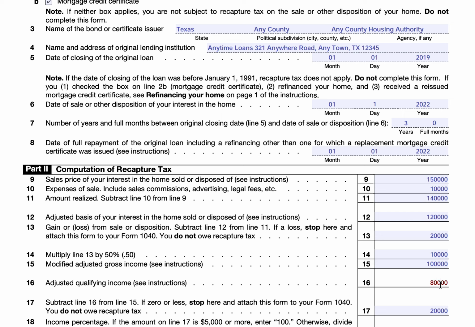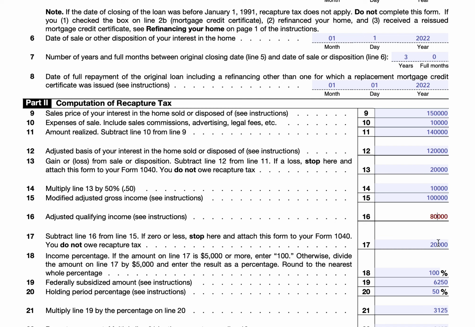So I just took a stab and entered in $80,000. Again, this is for illustrative purposes. If this is vastly different from your tax situation, that's perfectly fine. In line 17, we'll subtract line 16 from line 15. And again, if this is 0 or a negative number, you would stop, attach it to your 1040, and not worry about paying recapture tax. In this case, the amount is $20,000. So we're going to keep going.